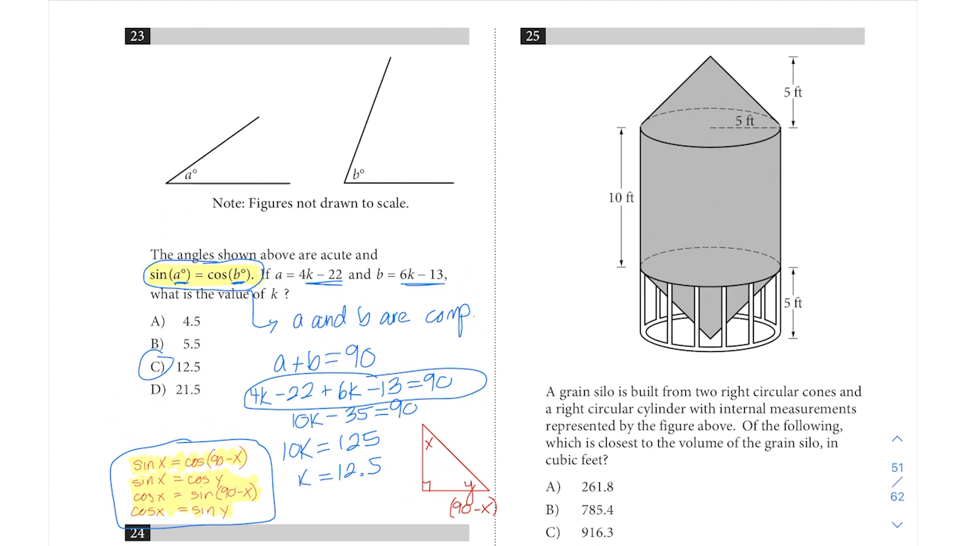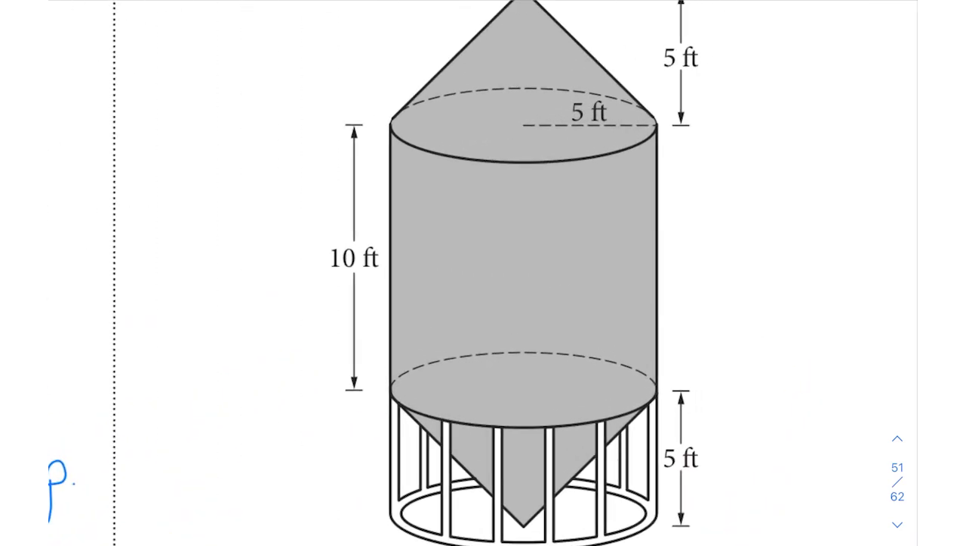Lastly, from this page, we have question 25, which has this figure, and it says a grain silo is built from 2 right circular cones and a right circular cylinder. So we have the cones and the circular cylinder with internal measurements represented by the figure above. Which of the following is closest to the volume? So we need to break this up into parts.